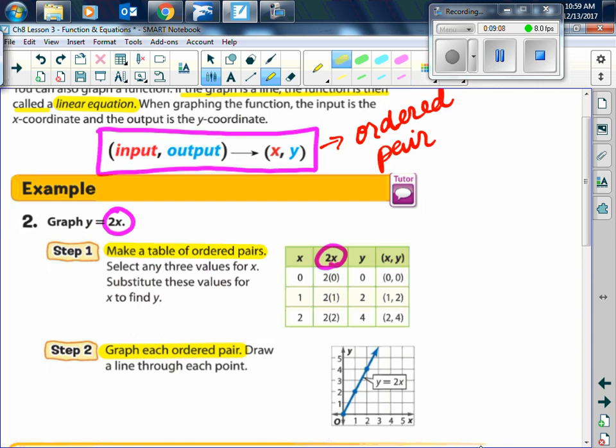Now you can see we have an ordered pair. So this ordered pair, 0, 0, we get from here, 0, 0. This ordered pair, 1, 2, we get from 1, 2. And then this 2, 4, we get from 2, 4. Is everybody clear? Yeah. And then you graph. Here we have 0, 0, 1, 2, 2, 4. And then you draw your line.